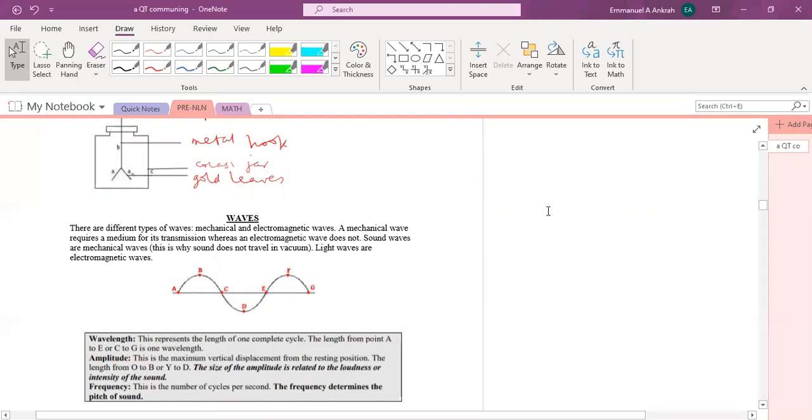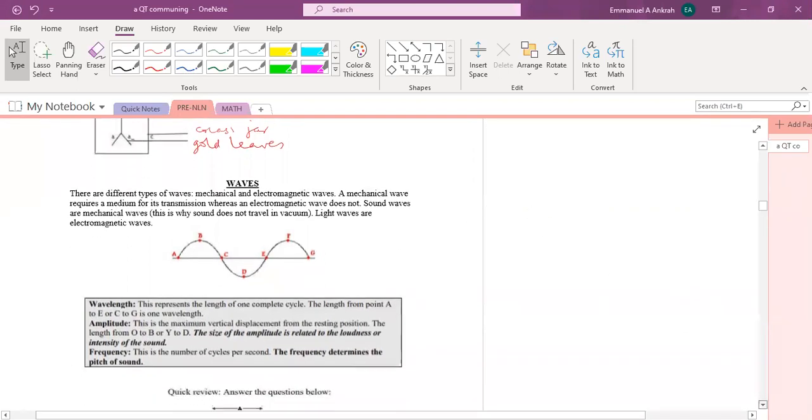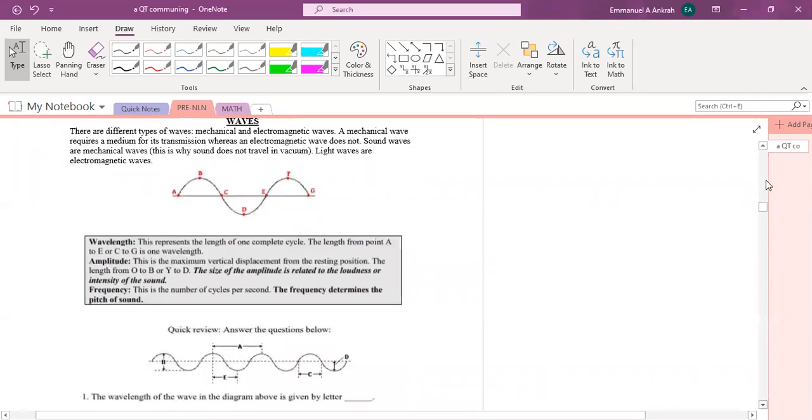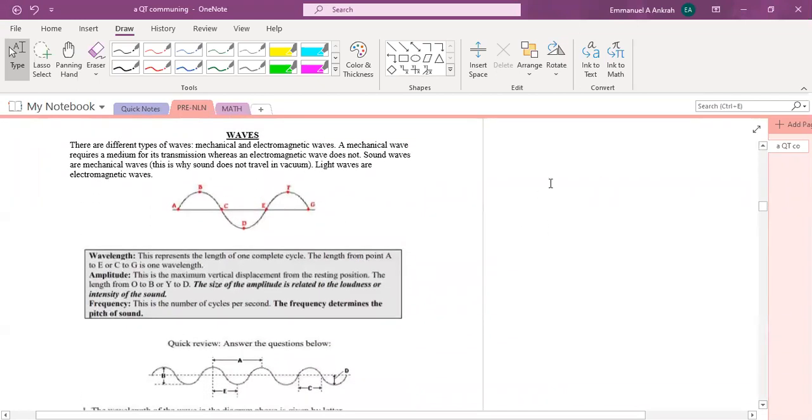All right, now let's look at waves. Let's discuss waves. Okay, a little bit of physics. So there are different types of waves. We have what we call mechanical and electromagnetic waves. A mechanical wave requires a medium for its transmission, whereas an electromagnetic wave does not, right? So that's the difference.